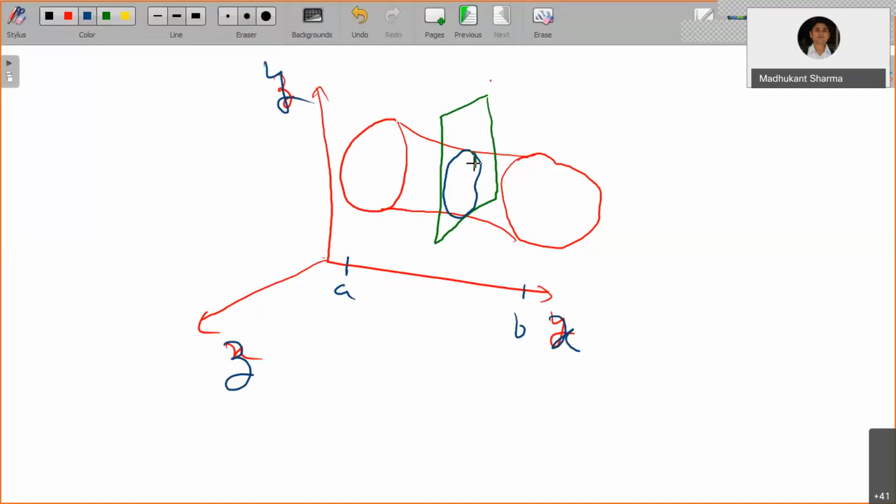Now, to identify the volume, you take the cross-sectional area times the width of the interval. So you take the partitions. Say this cross-sectional area is A of x and the width of the interval is dx. If you integrate it over the interval A to B, that will give you the volume of this solid.